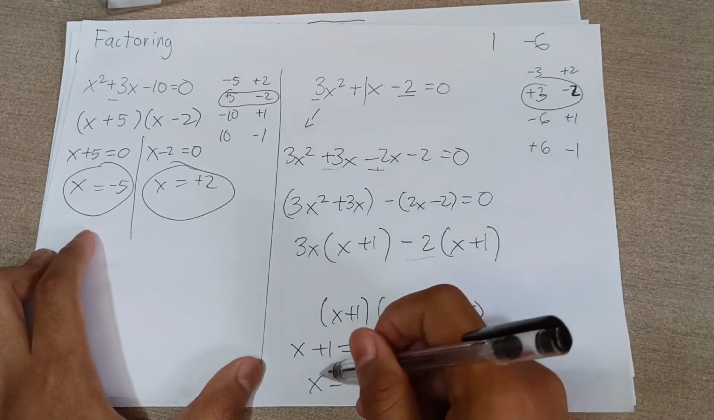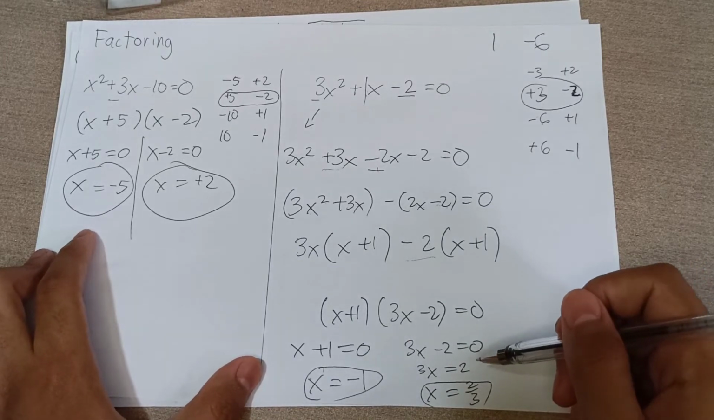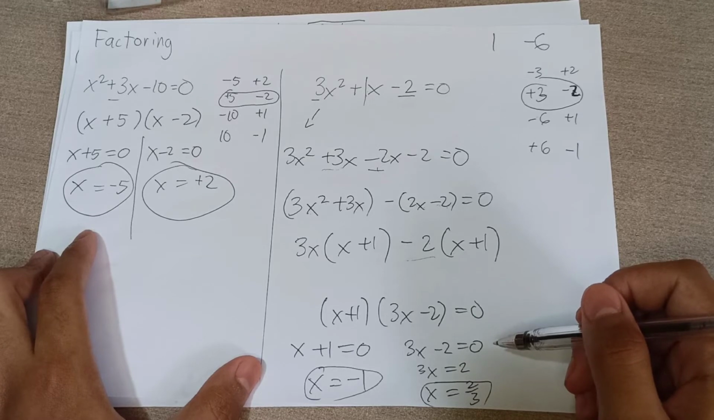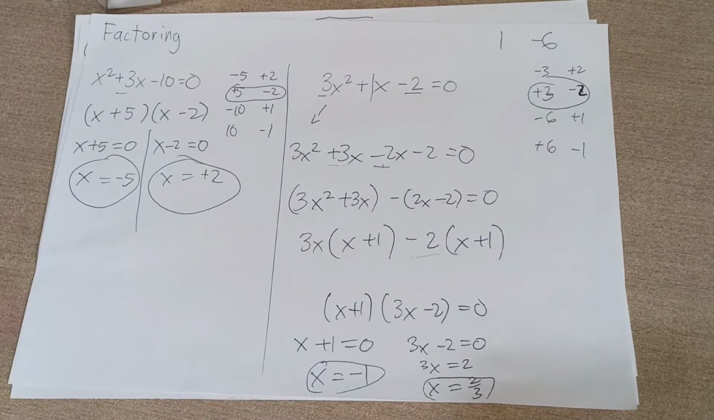And that is our final answer. x is equal to negative 1 and x is equal to 2 over 3. And that's how we do the factoring method on solving quadratic equations.